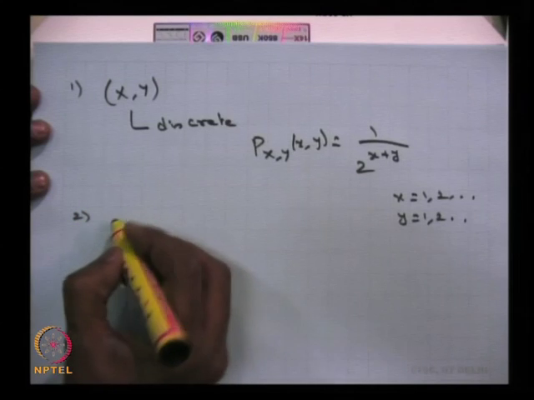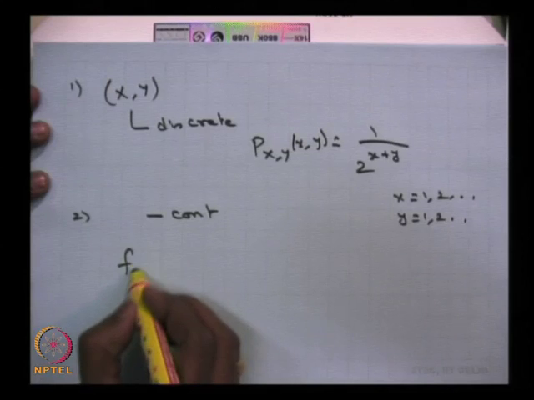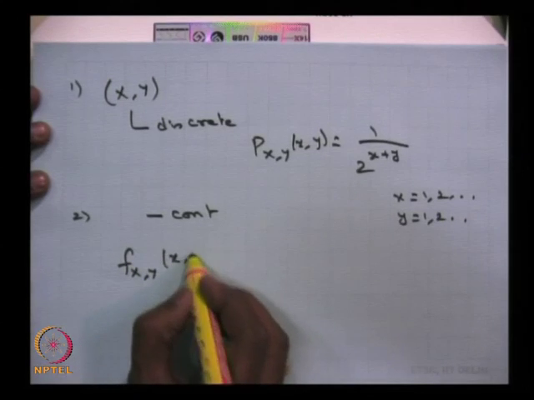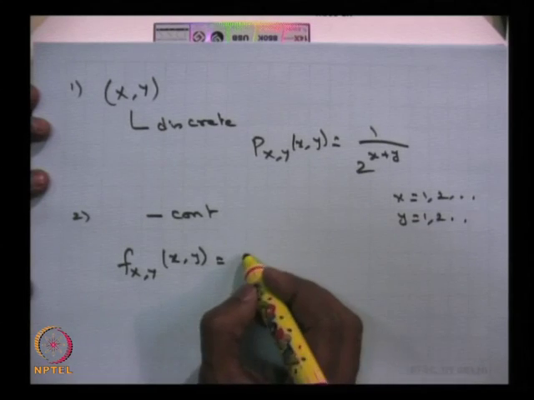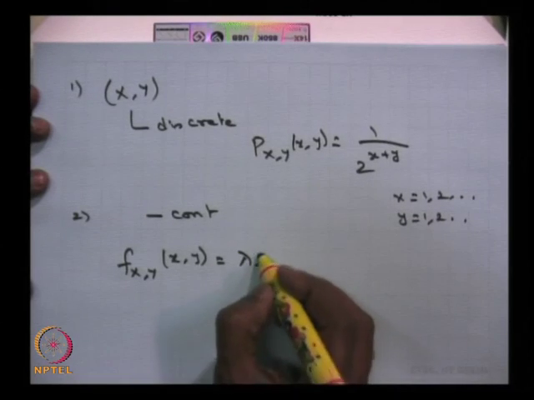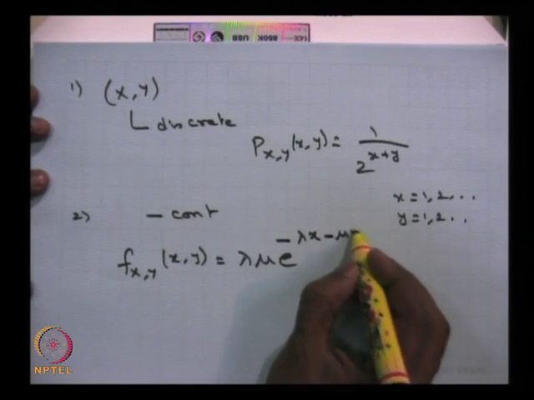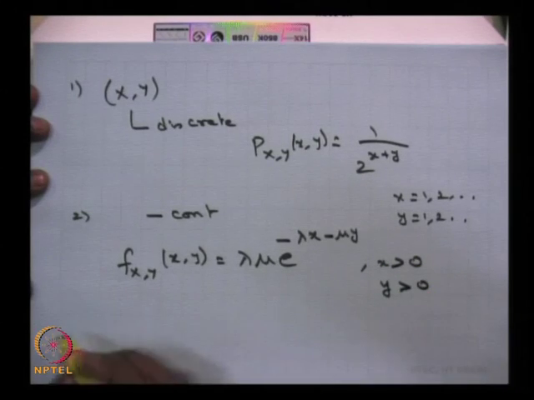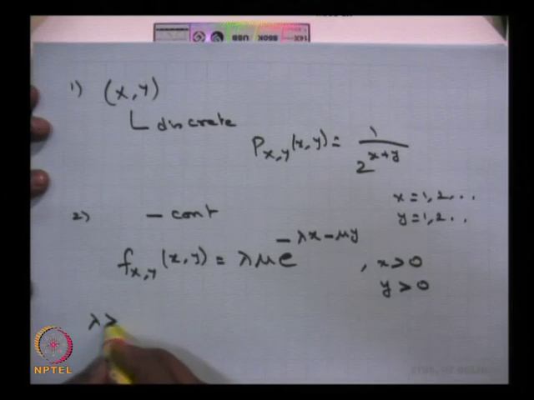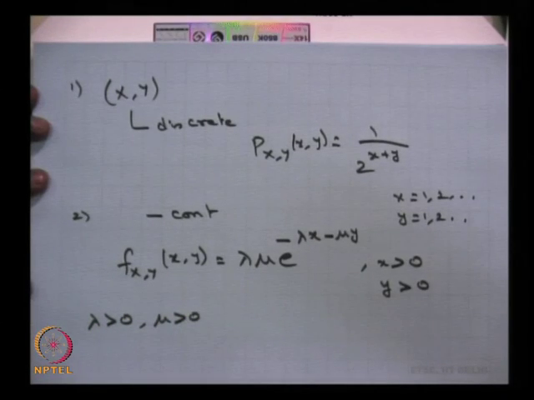And suppose the random variables are of the continuous type, then I can give one simple example of the joint probability density function of a two-dimensional continuous type random variable: lambda times mu e power minus lambda x minus mu y, where x can take values greater than 0, y can take values greater than 0, and lambda is strictly greater than 0 as well as mu greater than 0. So this is the joint probability density function of a two-dimensional continuous type random variable.